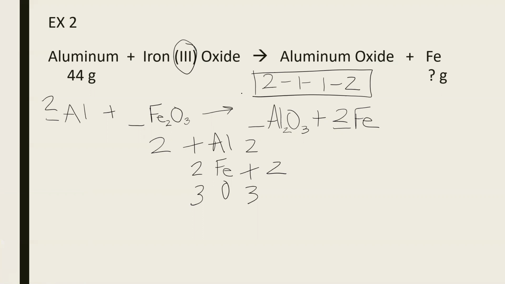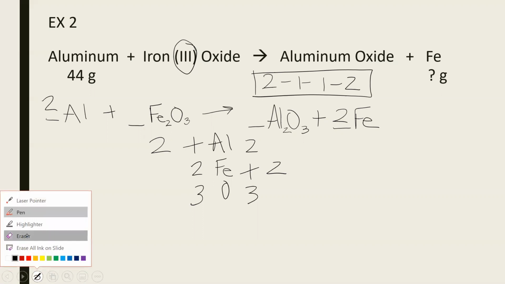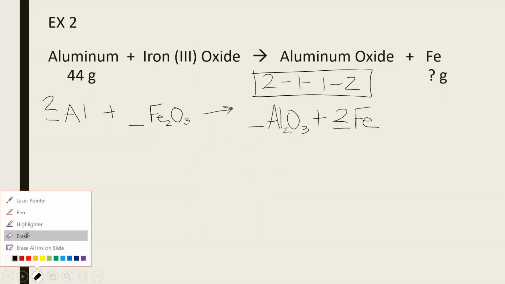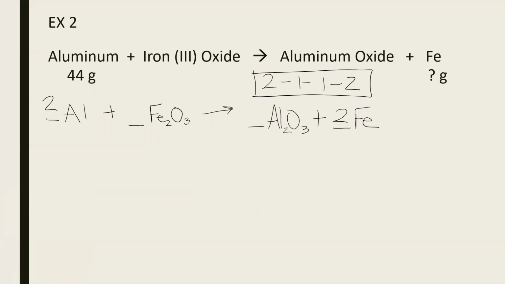Okay. Now you can actually start the point of this, which is stoichiometry. And get used to this because you're going to be doing it for a while once we move on to new content. All right, so I'm going to take this 44 grams and put it back under aluminum. I'm going to take this question mark iron and put it back under there. Now I can do the mass to mass.